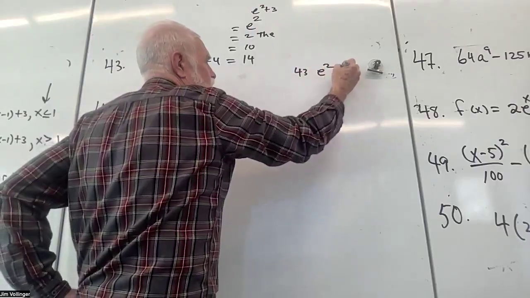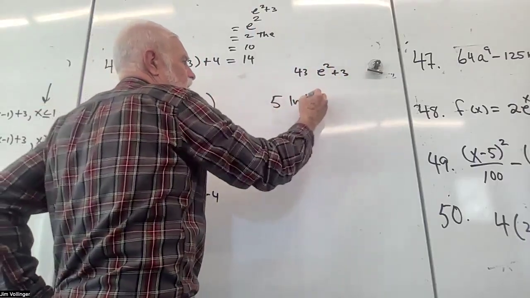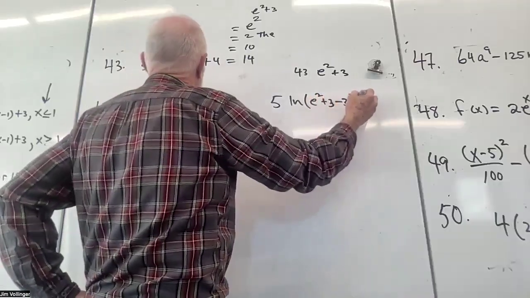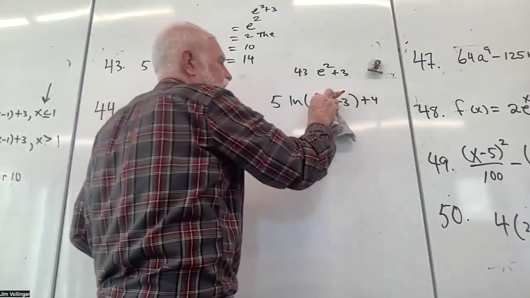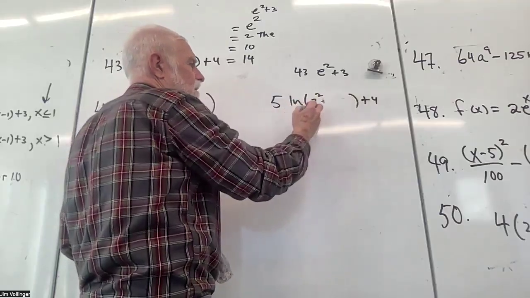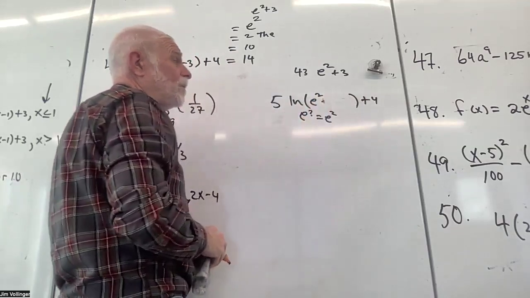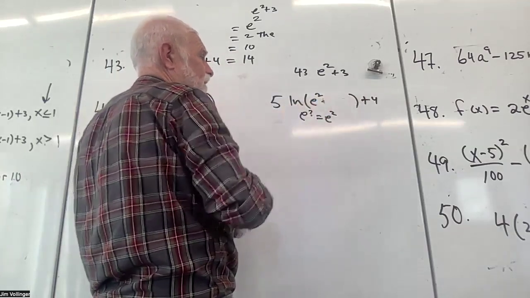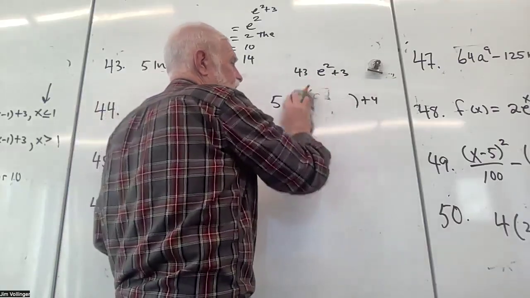e squared plus 3. It doesn't hurt to see how it works. 5 ln of e squared plus 3 minus 3, plus 4. I can see the 3's cancel. What's the exponent I put on top of e to get e squared? What's in the parentheses? I hope you say 2. I'm looking for exponential activity on top of e. Well, there it is. So that becomes the number 2.